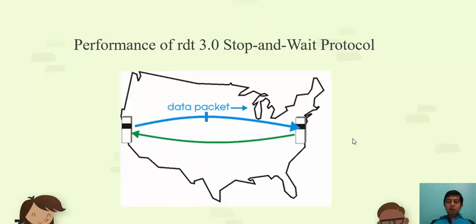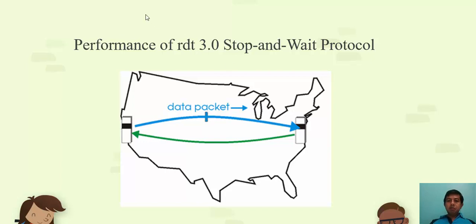Our RDT3 protocol is a functionally correct protocol. It achieves the major requirement. What was the major requirement? To achieve reliability working over an unreliable medium. That it achieves very correctly. So functionally, it's a very correct protocol. But there is a certain problem.